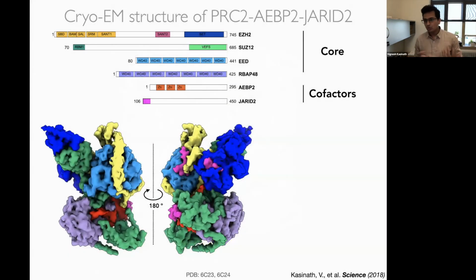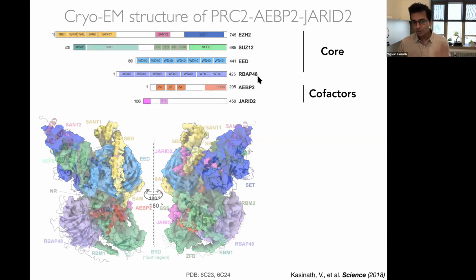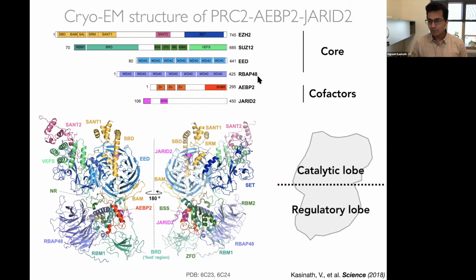So what did we learn? The first question I'm going to talk about is how these cofactors regulate PRC2 activity. We looked at the structure of the core PRC2, which contains 4 enzymes, together with these 2 cofactors, and we were able to define the complete architecture of this enzyme. I'm not going to go into the detail, except to tell you that PRC2 is primarily organized into a catalytic top lobe and a regulatory bottom lobe.